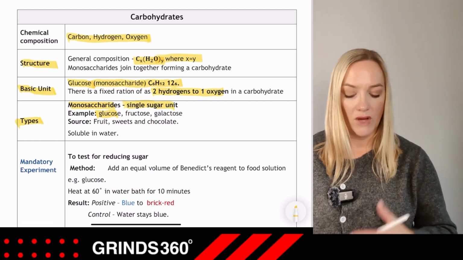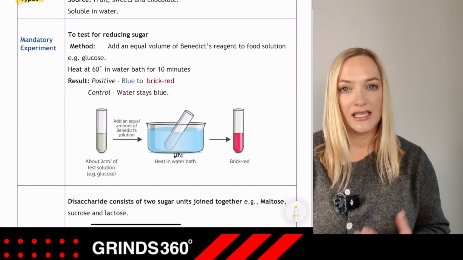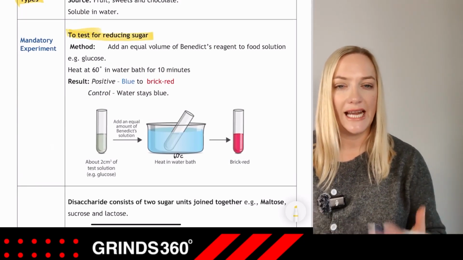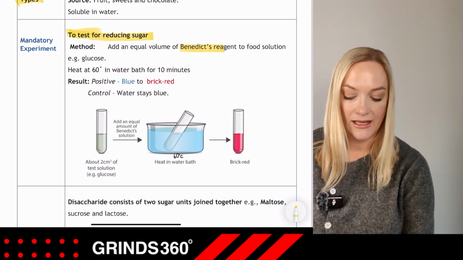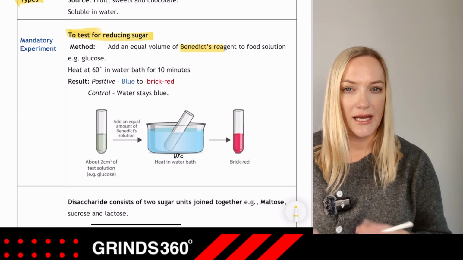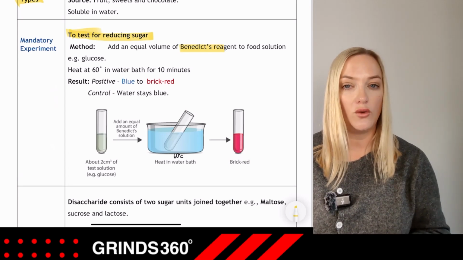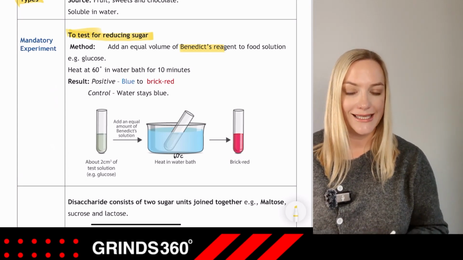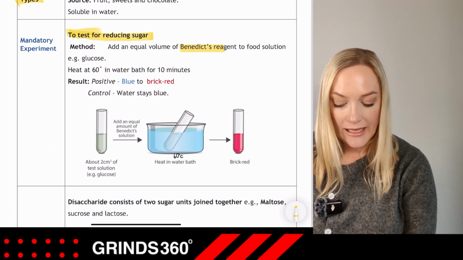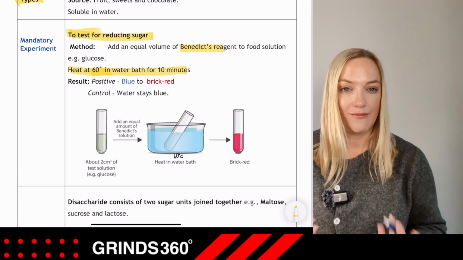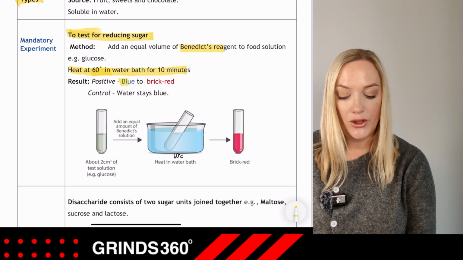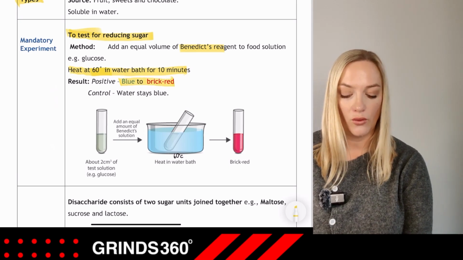Now with your monosaccharide, there is an experiment, and the experiment is to test for a reducing sugar. The reagent that we're going to use is Benedict's, and what we're going to look at is glucose. So to glucose, we're going to add Benedict's solution. Our control will be water, and to the water, we would add Benedict's solution. At first, it's going to be blue. To both, you're going to place in a water bath at 60 degrees for 10 minutes. A positive test for a reducing sugar is it goes from blue to brick red. Our control will stay blue.